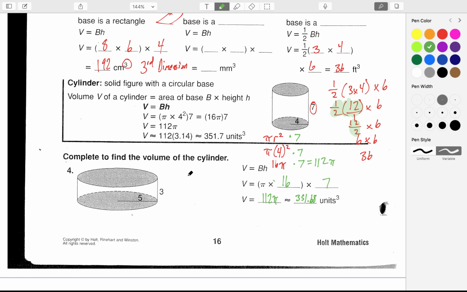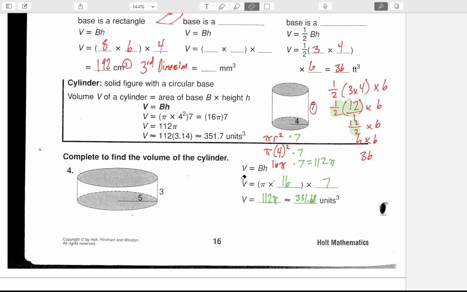Let's see. Oh, I feel silly. I was putting this over here. We already have the work. I don't know why I was doing all that. I apologize. Go ahead and erase this. Let's do this one more time.